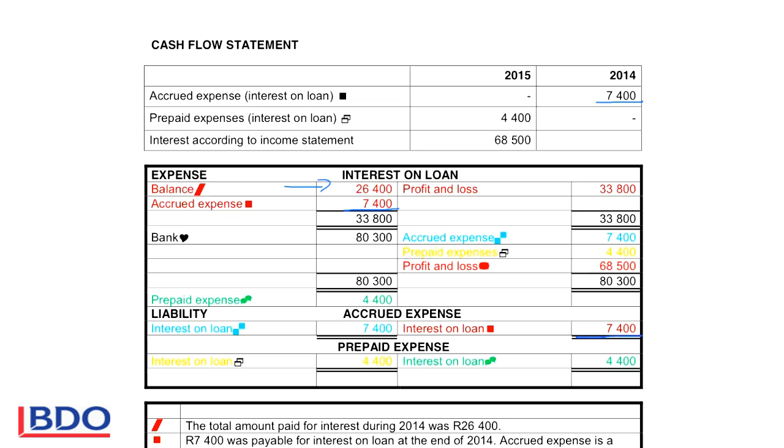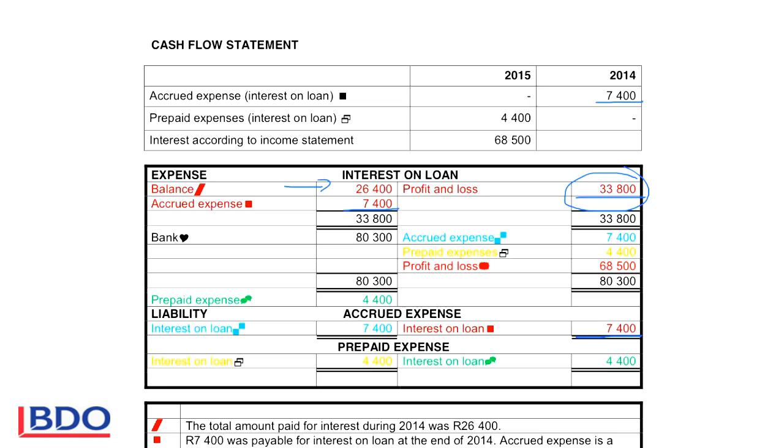Because we increased the interest on loan account by the 7,400, we could record in the profit and loss account the total expense for interest for the year as 33,800. So that is the amount that you were supposed to pay out. If there was no accrued expense, this is my total expense for 2014, and the total expense is recorded in your income statement.